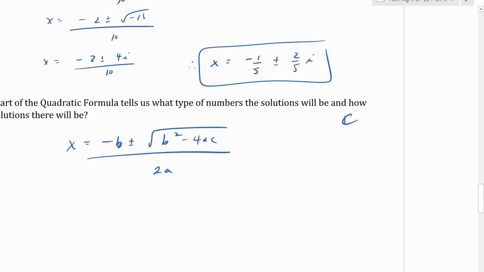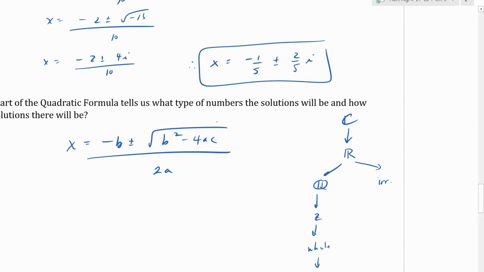So here's our types of numbers. All numbers we know are complex numbers. You take the imaginaries out, you got the reals. Reals are divided into rational and irrational. Then you can have integers, whole numbers, natural numbers. The part that really matters is, are you going to have real or imaginary numbers, and how many answers will there be?